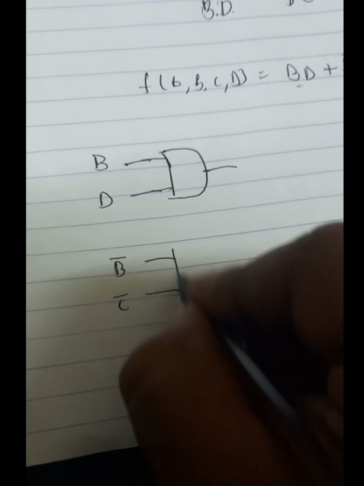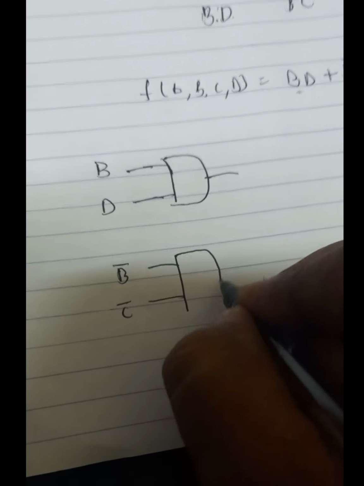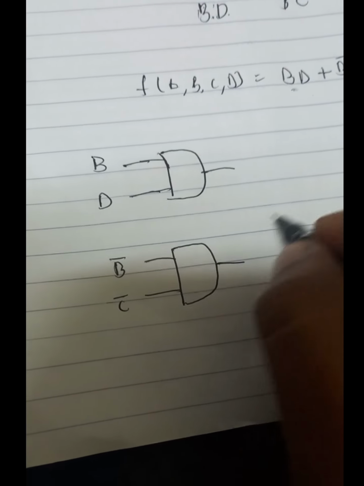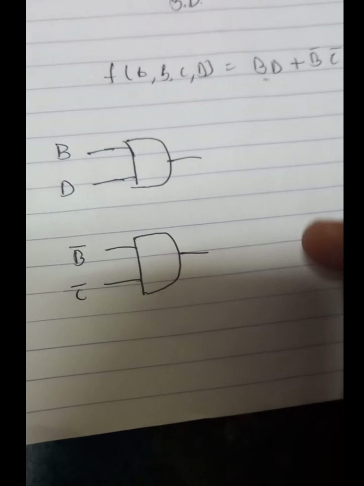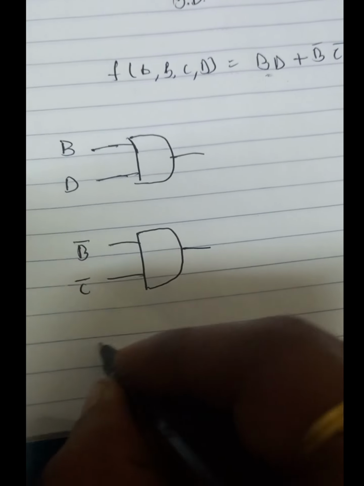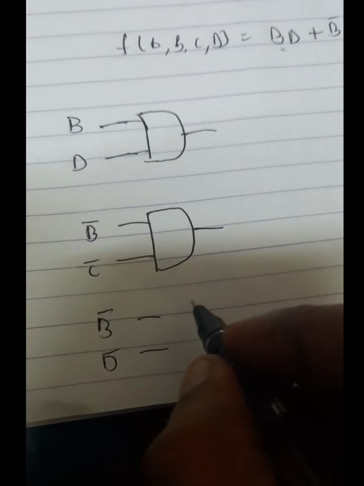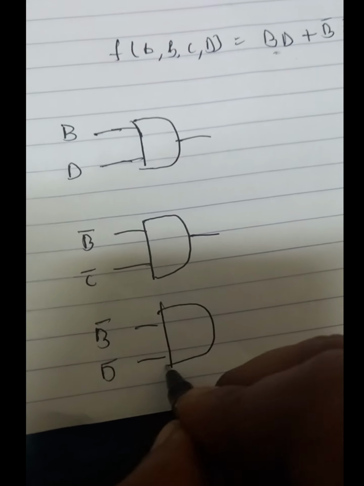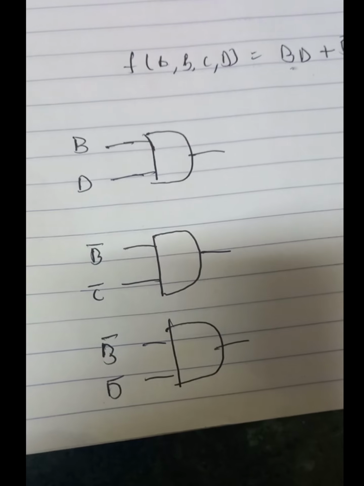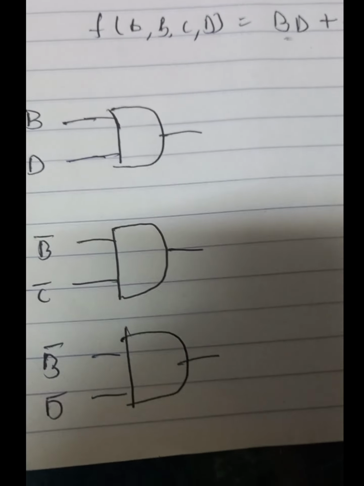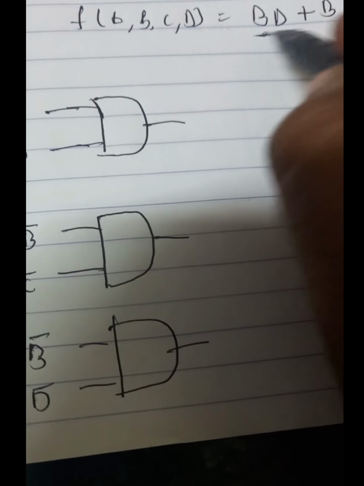There are also two inputs here, B bar and C bar. Another term is B bar, D bar. Take the inputs B bar and D bar; this is also one more AND gate. Then we go for the B bar, D and C bar.